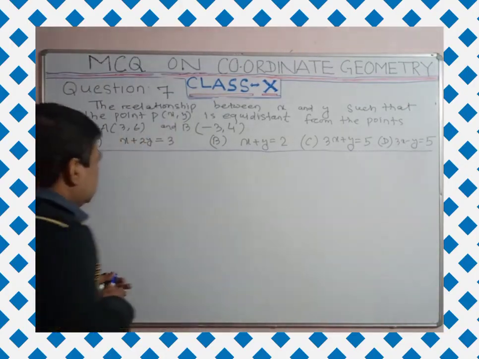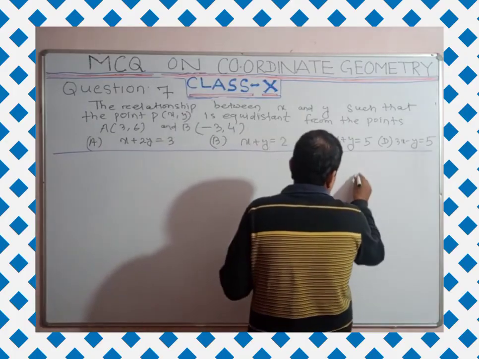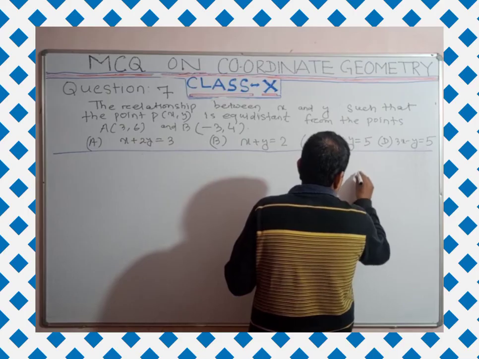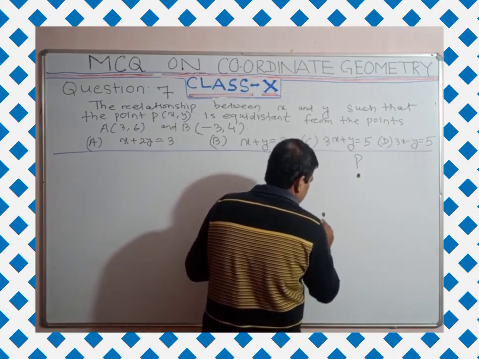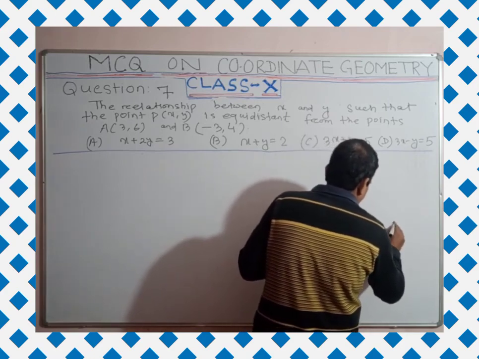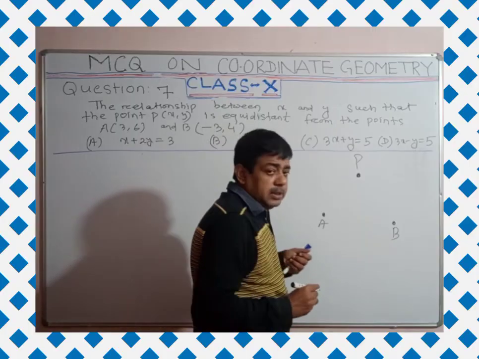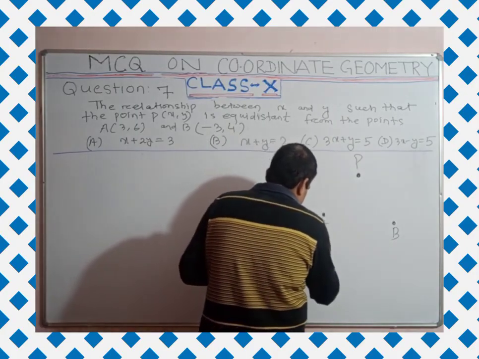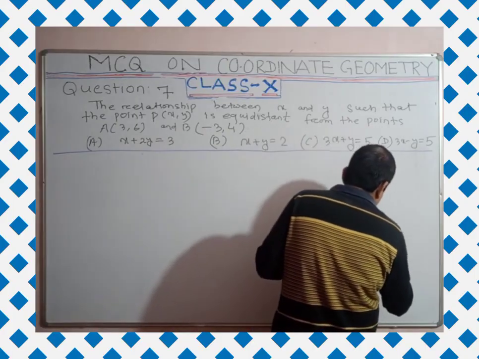Understand? So here you see the point P is equidistant. P is a point, and A and B are the two given points. The coordinate of A is given, yes or no? So the coordinate of A is (3, 6), and the coordinate of B is (-3, 4).